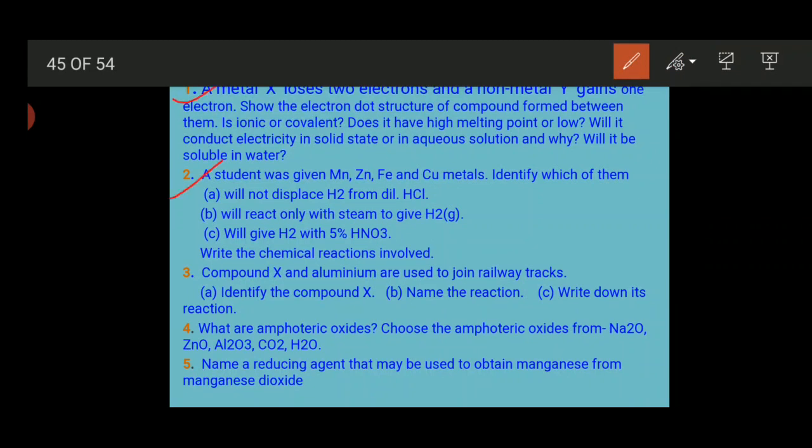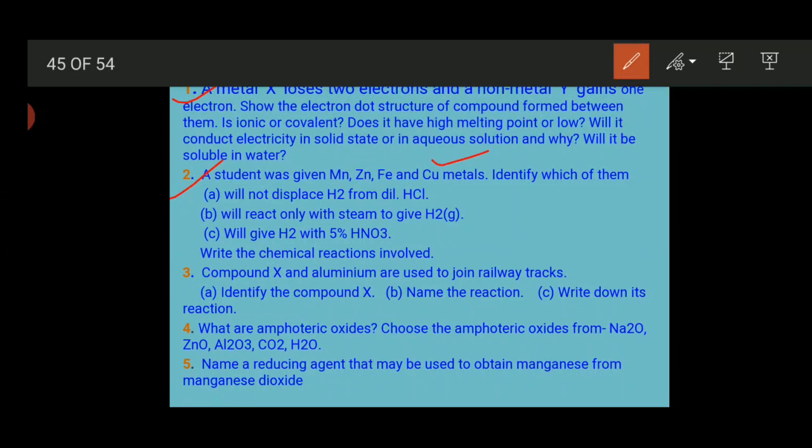A student was given manganese, zinc, iron and copper metal. Identify which of them will not displace hydrogen from dilute hydrochloric acid. As we know, in the reactivity series, copper is kept below hydrogen. So copper metal is not able to displace hydrogen from hydrochloric acid, because only highly reactive metals have the tendency to displace less reactive metals from their salt solution. So copper will not displace.